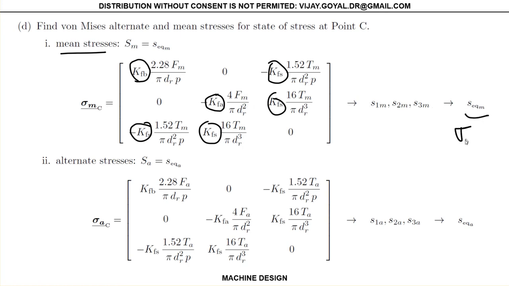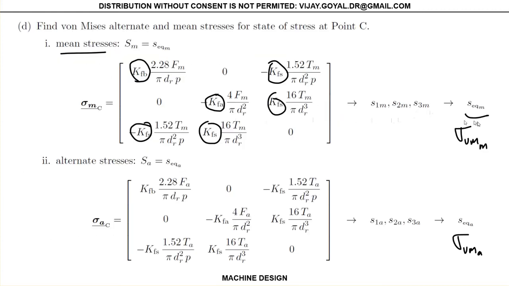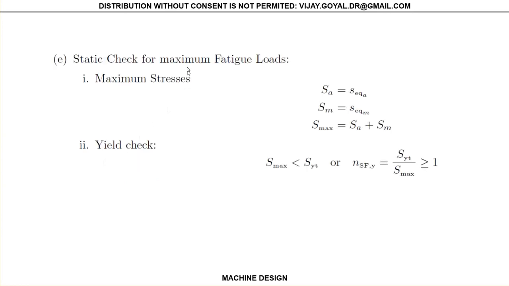This is your von Mises. I'm going to typically write this like this. Sometimes I like to write it like this. It's just simpler to avoid confusion as we move along. Once you have that, you want to find the von Mises. Once you've got your von Mises, the first thing you always do is check your static check at the maximum fatigue loads. So once you do that, S max will be SA plus SM, and that will be given by this equation right here.